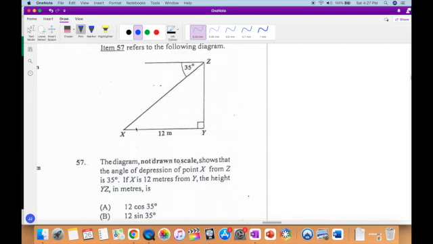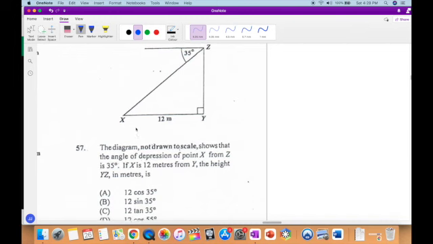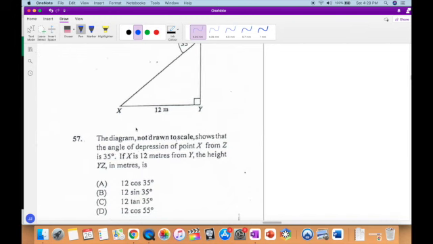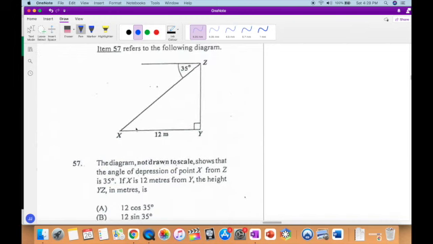Shows the angle of depression. So the diagram, not drawn to scale, shows that the angle of depression of point X from Z is 35 degrees. So we can see the 35 degrees. If you were standing here and looking down from the horizontal, you would have to be looking down at an angle of 35 degrees to see X, right?